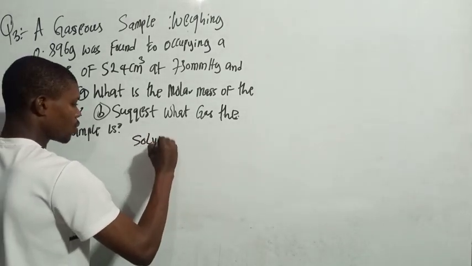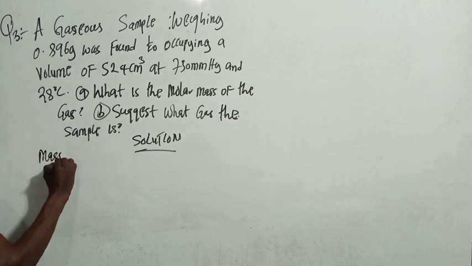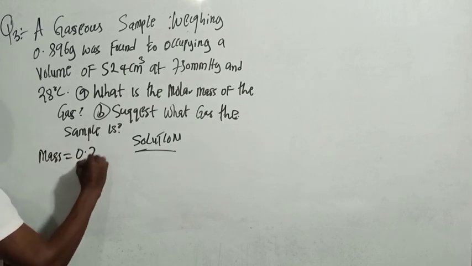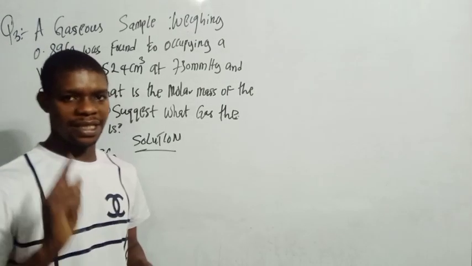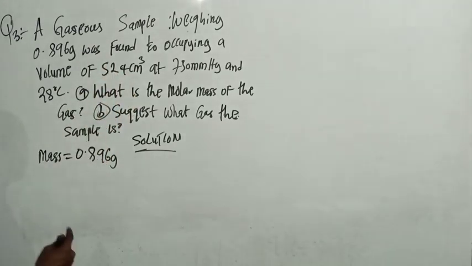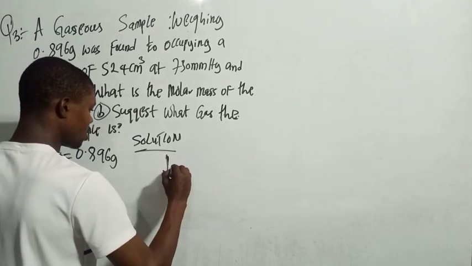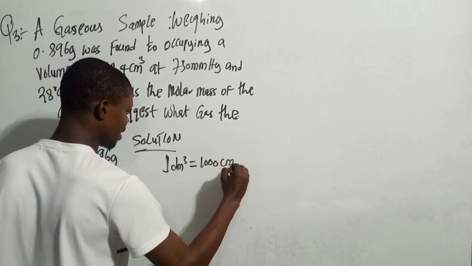Solution. So let's tackle it here. The first thing to do is write out your parameters. Mass was given to me. Mass is equal to 0.896 gram. Now the volume was given to me, but it was in cm cube. Remember when you're solving ideal gas problems, the volume must be in dm cube. So I have to convert this cm cube to dm cube by dividing by 1000, because 1 dm cube is always equal to 1000 cm cube.